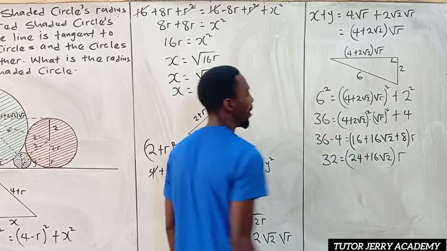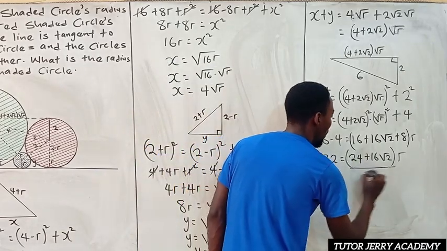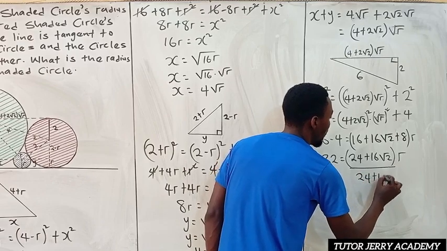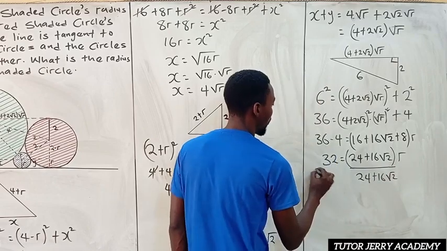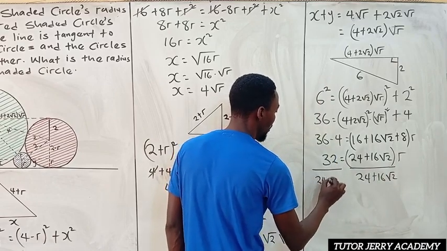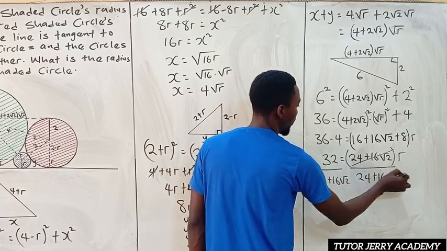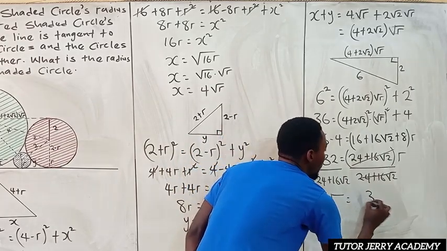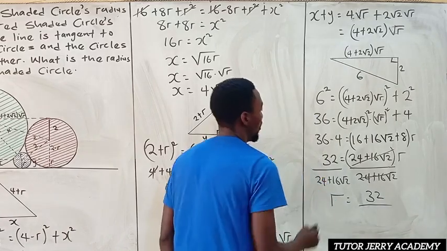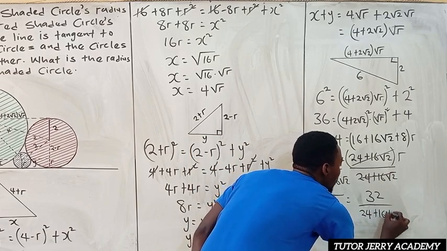So now we can find our r. If we divide both sides by 24 plus 16 root 2, this will go with this. So r will be equal to 32 all over 24 plus 16 root 2.